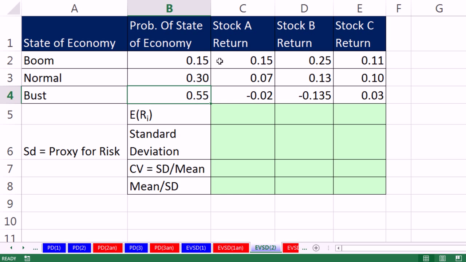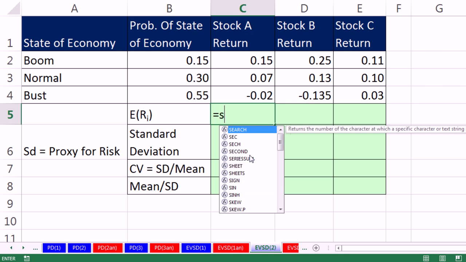Now in order to calculate what's called the expected return, we have to take our return for each one of the stocks and multiply it by the probability. Now these individual probabilities mean that we expect for stock A to get 15% when it's boom, 7% when it's normal, and minus 2% when it's bust. So we can simply use the sum product to multiply these.